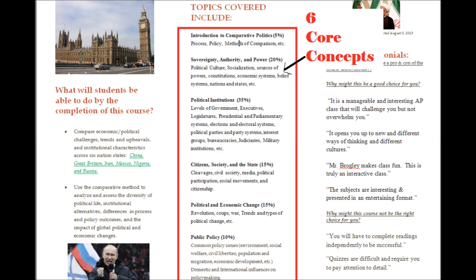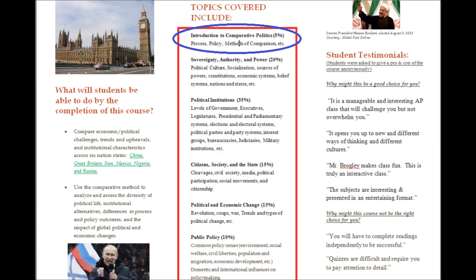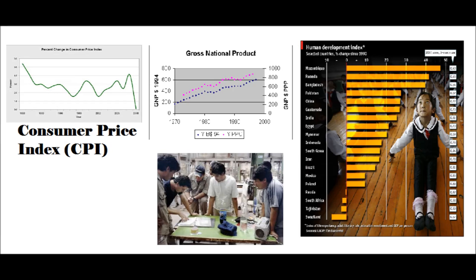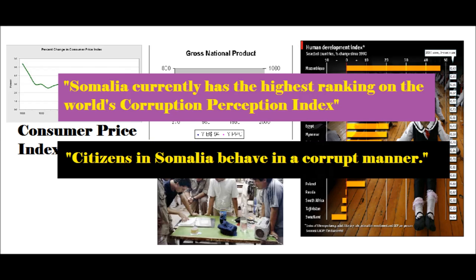These six countries are used as the vehicle for studying the six core concepts that appear on the AP Comparative exam. 5% of the course focuses on introducing students to methods of comparison. Tools like the Consumer Price Index, Gross National Product, and the Human Development Index can give us insight into the social and economic developments in various states. They can also help us distinguish between empirical and normative statements.